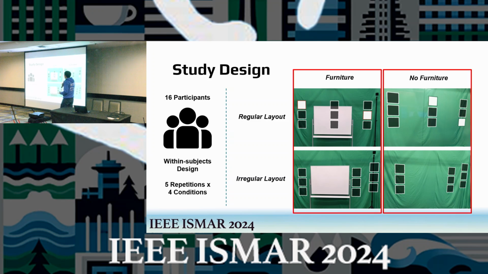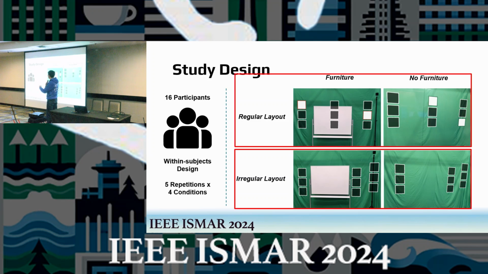So firstly, the first factor, we looked into whether the physical landmarks have an effect on spatial memory. So we have a study room with furniture, and the other room is empty. And we are also interested in whether the situated layout would have an effect on the spatial memory. So we have another factor where we have a regular grid layout and also an irregular furniture-aligned layout.